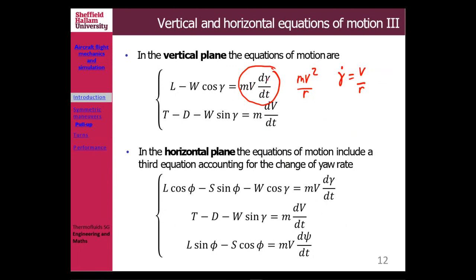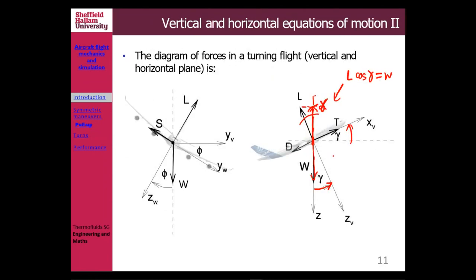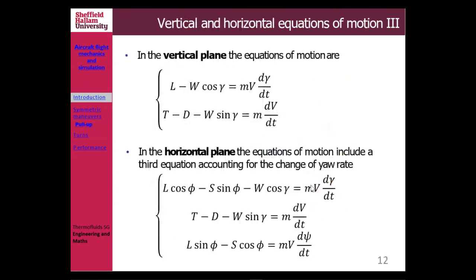mV d gamma/dt. Okay, now in terms of the x-axis, we talked about that already, T minus D, but of course you have this component, which is your weight sine gamma, right? That is your sigma F, right? So if you put it in the Newton equations there, you get m dV/dt, which is your acceleration. dV/dt is your acceleration.